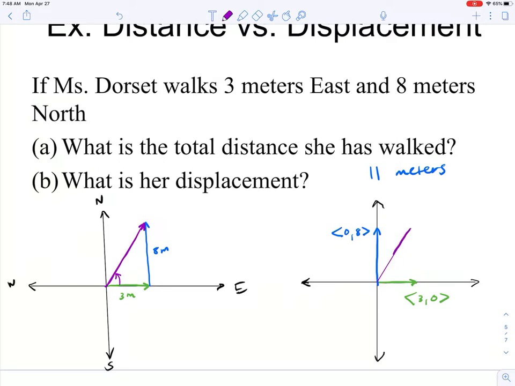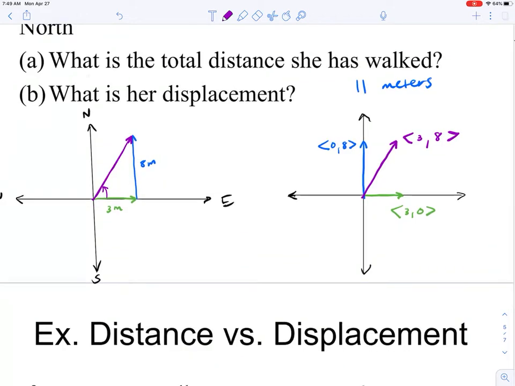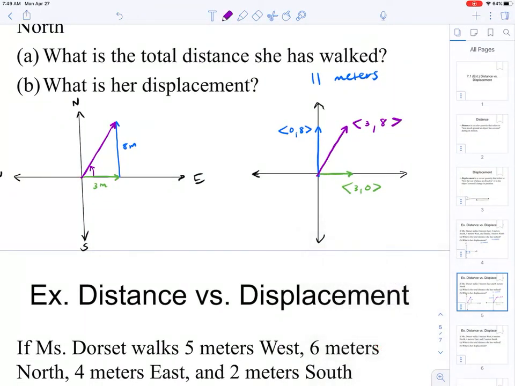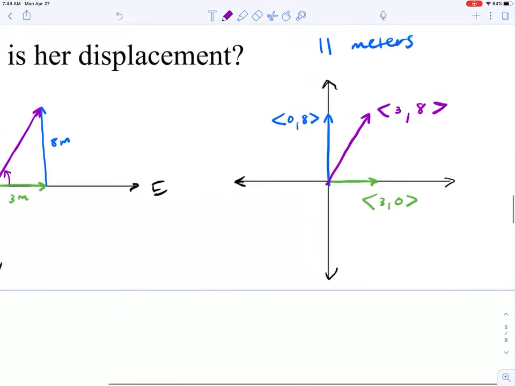And in component form, that would be 0, 8. So then to calculate the displacement vector, we could easily see that that displacement vector would have a horizontal component of 3 and a vertical component of 8. Well, let's go ahead and find the magnitude of that displacement vector.